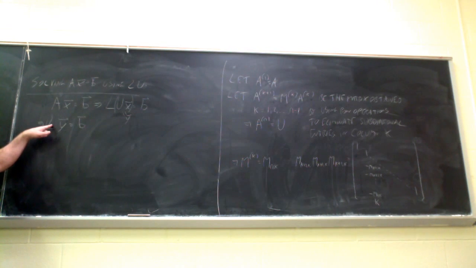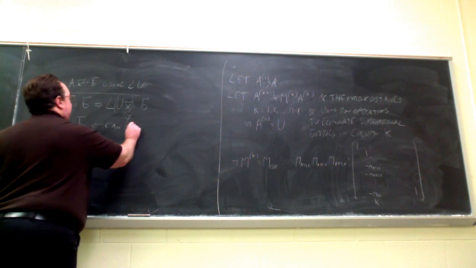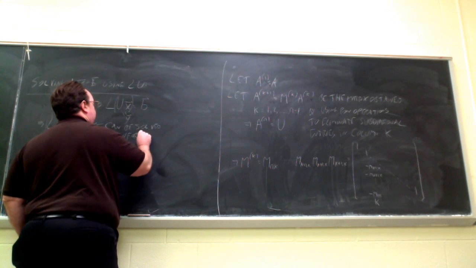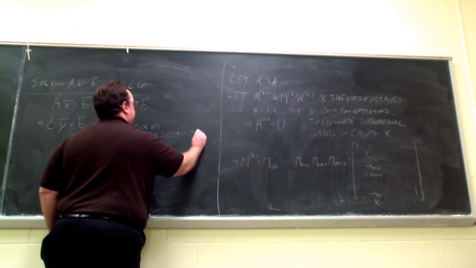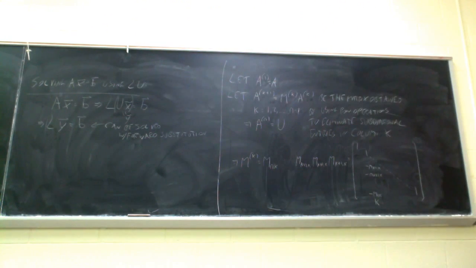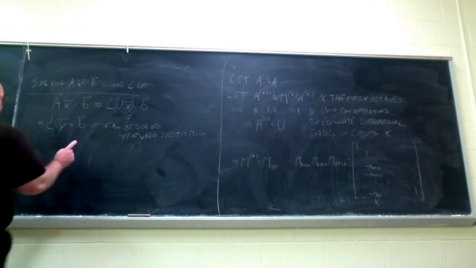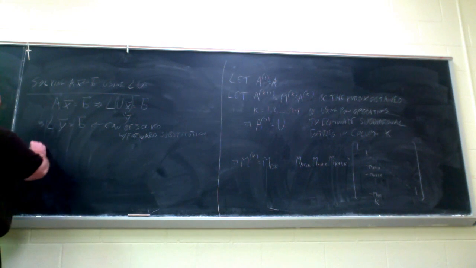But L is a unit lower triangular matrix. So this could be solved using what is called forward substitution, as opposed to back substitution that you use with the upper triangular matrix. Okay, so I did all that. Now I'll write out the algorithm for forward substitution, and then I'll summarize the entire process.